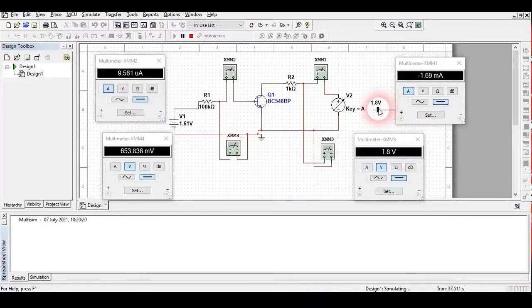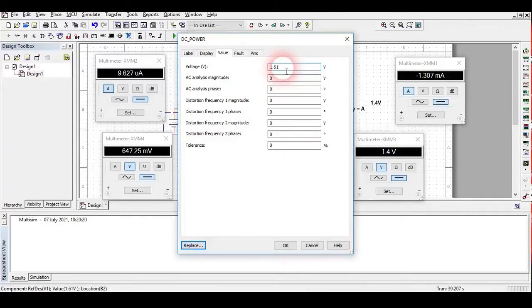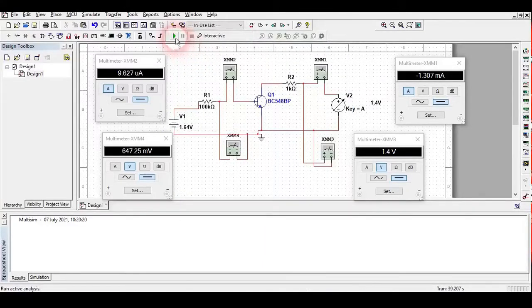Okay, so for that, what I am going to do is make it around 10 microampere again. For that, I am going to change this V1 voltage. It is 1.61, let me make it 1.64 here. Okay, so it is around 9.926, which is around 10 microampere, and we could consider it as 10 microampere current. Again we would change the value of voltage V2 here.